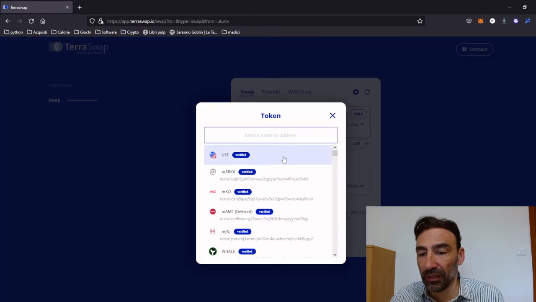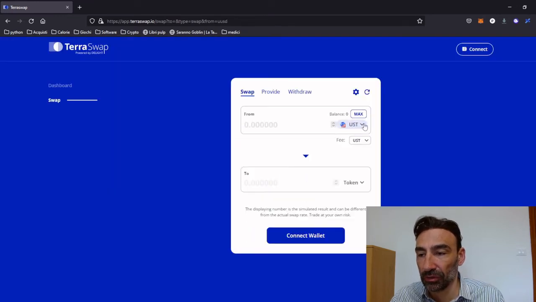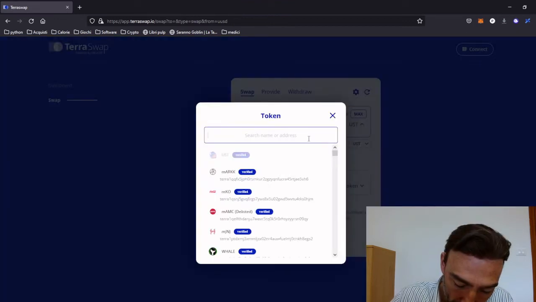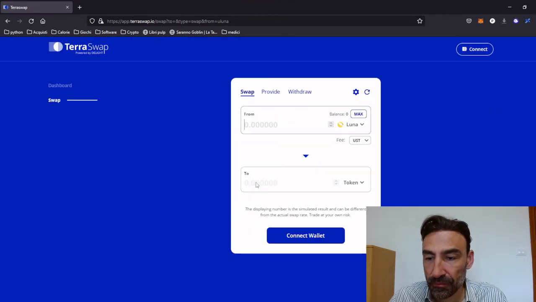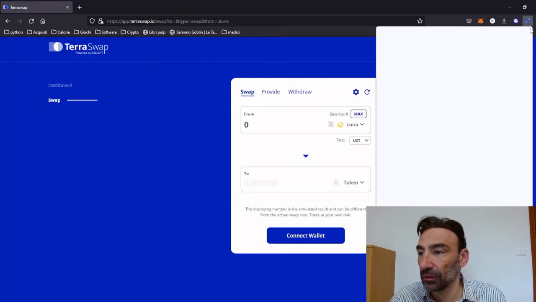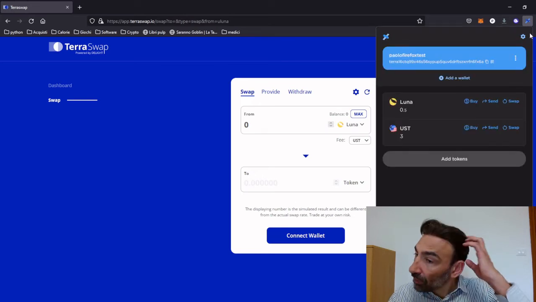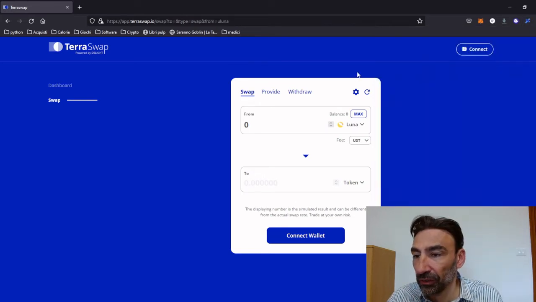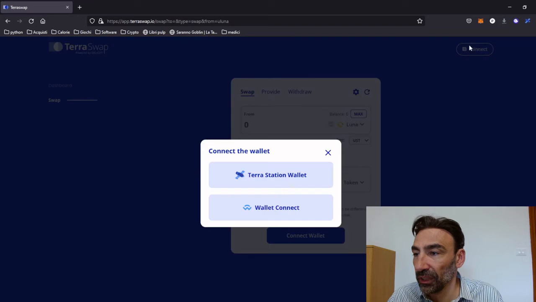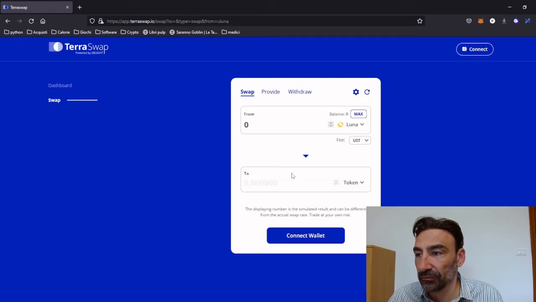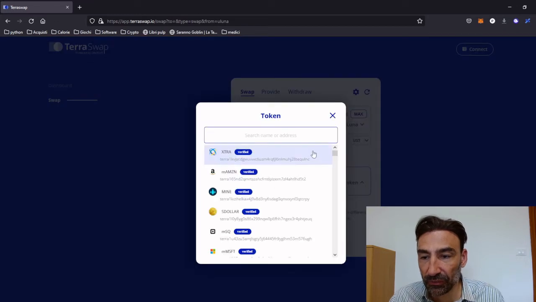Okay, I swap my Luna. Well, Luna was fine. Why? I swap my Luna. Can I connect my Terra Station? No. Okay. Now I have 0.5 real Luna, so it will be nice to connect it. Okay, let's blame Firefox, because Chrome never does this kind of thing.